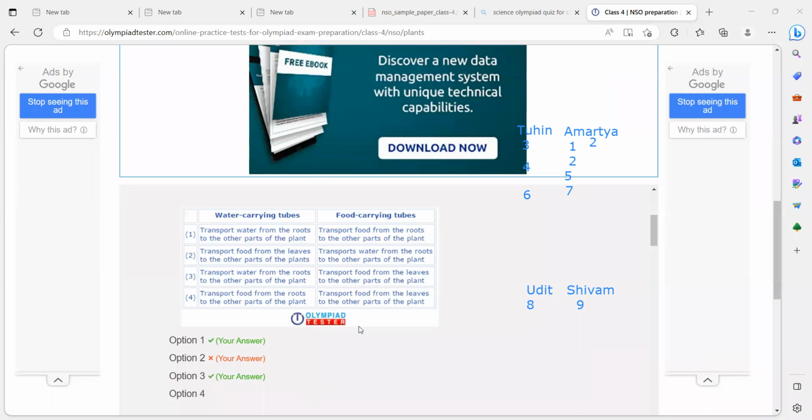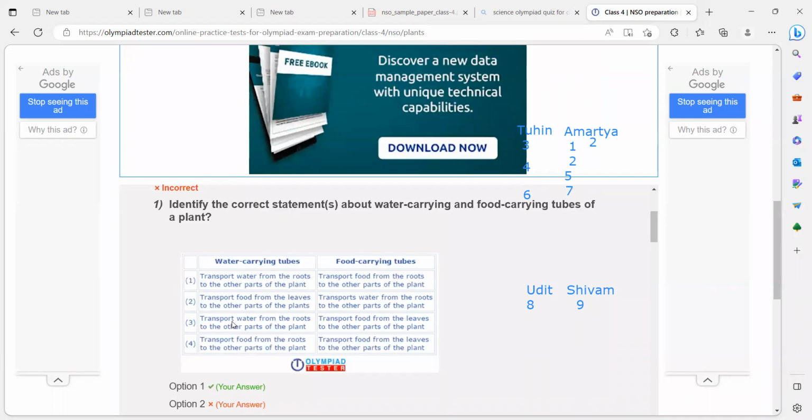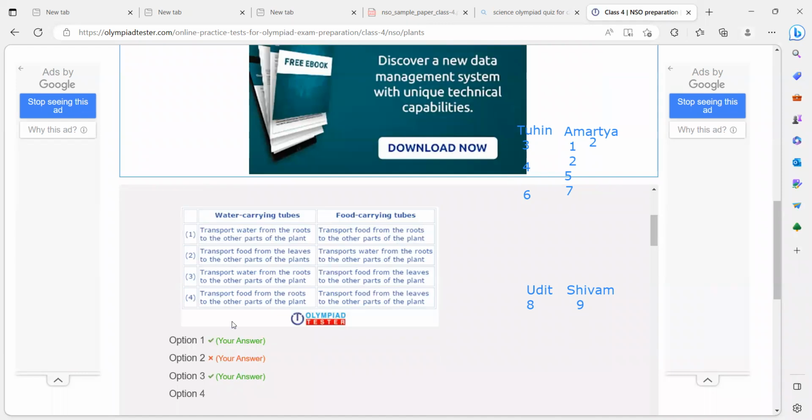Udit, is it clear better? Yes, ma'am. What about number 4? Number 4 says transport food from roots to the other parts of the plant. It's the same repetition of the number 2 option. Transport food. How can a water carrying tube transport food? Similarly, transport food from leaves to the other parts of the plant.